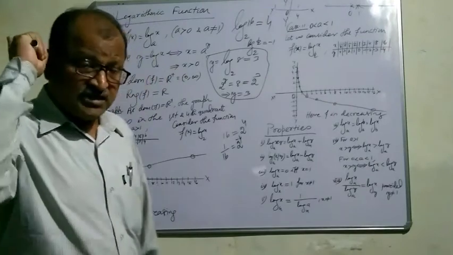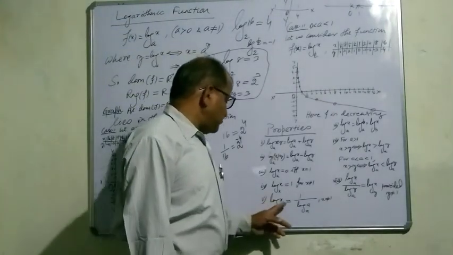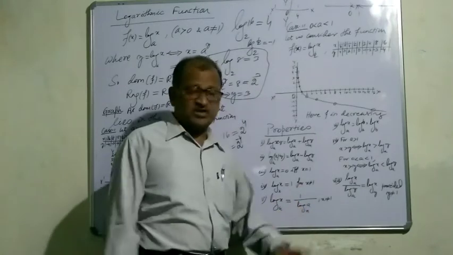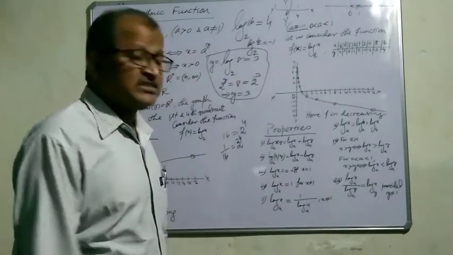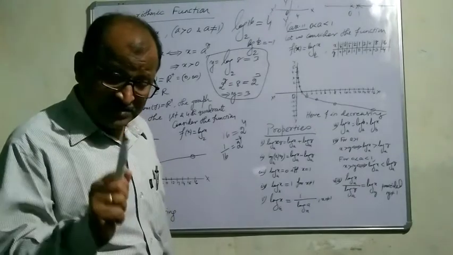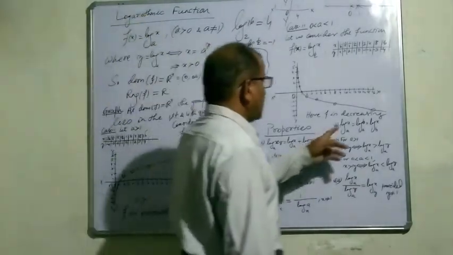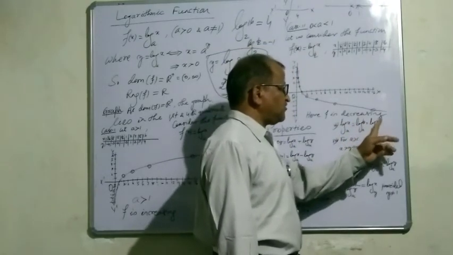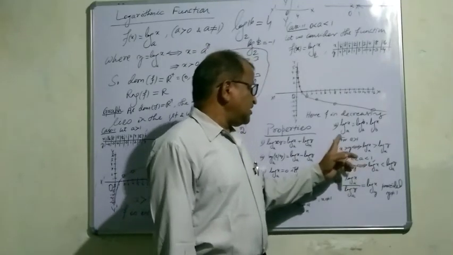Then log of x with base x itself is equal to 1 if x is not equal to 1. If x is not equal to 1, then logarithm of x with base a is equal to 1 by logarithm of a with base x. It will be changed if x is not equal to 1. Why? Because the base cannot be equal to 1. Then log of x with base a is equal to log of b with base a into log of x with base b.